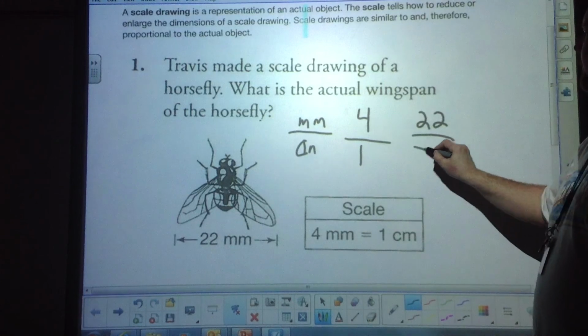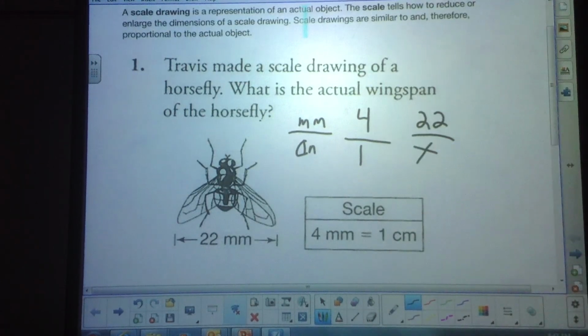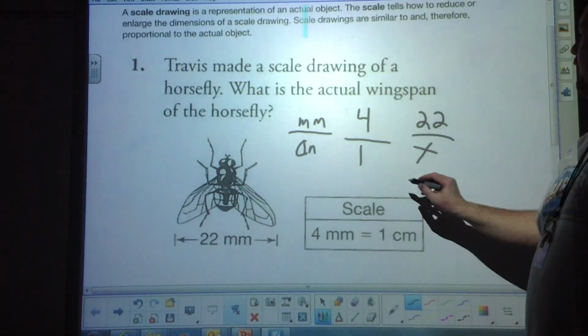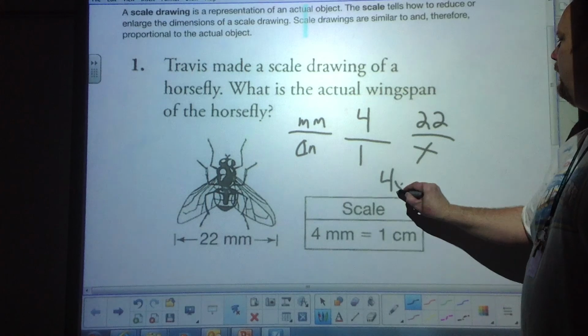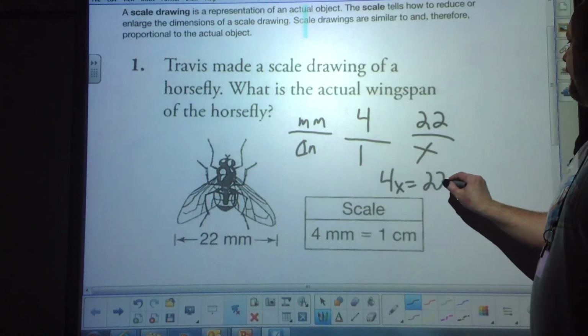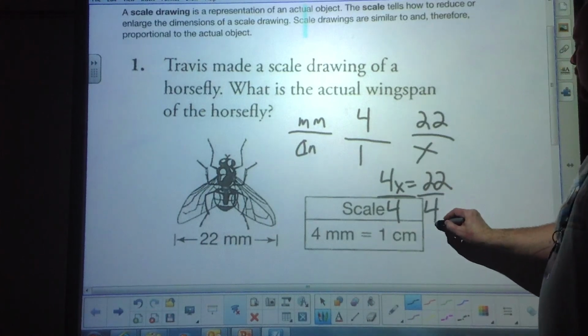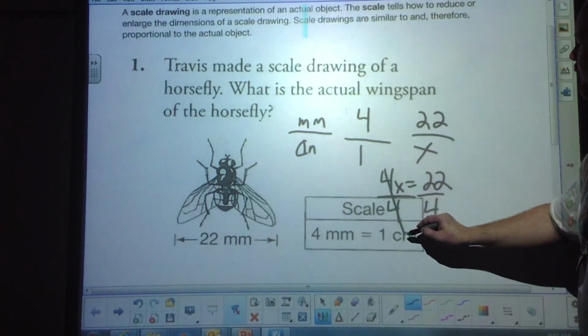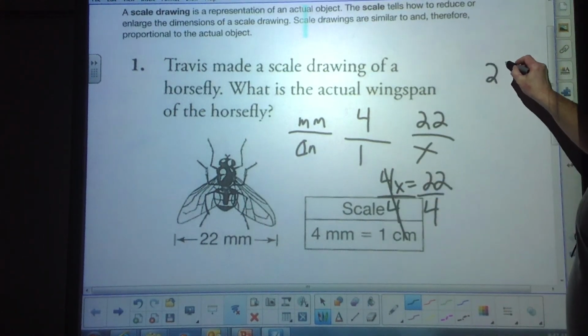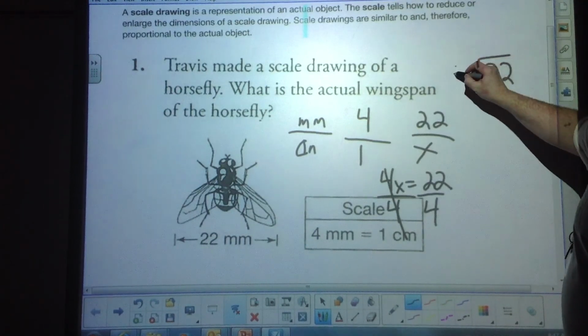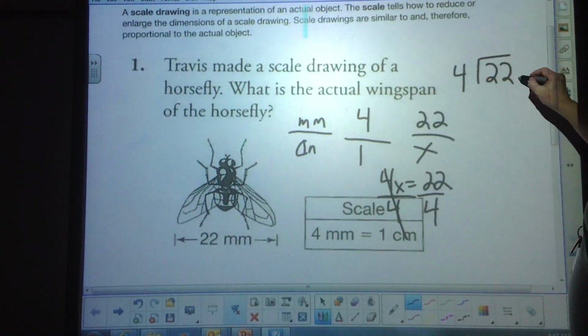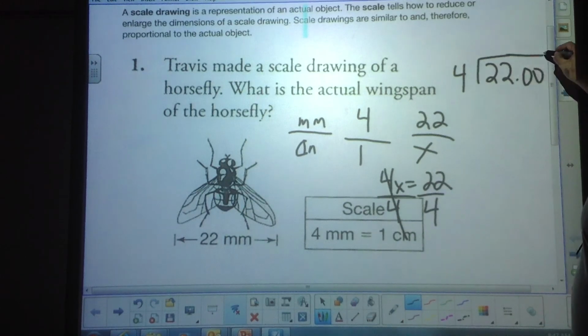Put that over X. Now all we do is simply cross multiply and solve for X like we've been doing ever since we got back from holiday break. This is going to be 4X equals 22. Then, of course, we're going to divide both sides by 4. This, of course, is going to cancel out. We're going to have 22 divided by 4. Let's go ahead and put ourselves a few decimals here.